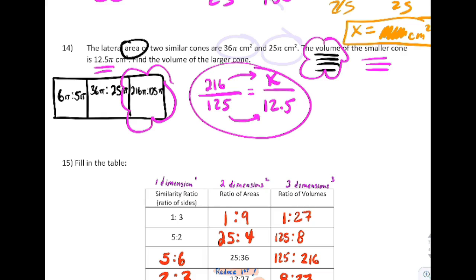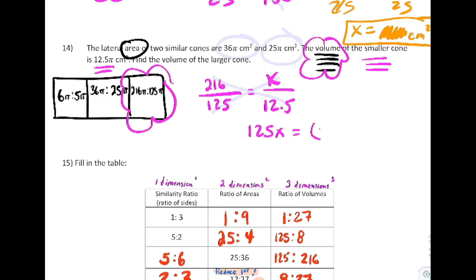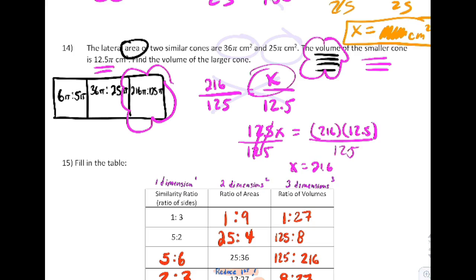So I could just predict that that's going to be 21.6 because they moved the decimal point over. If you didn't notice that, you could certainly just cross multiply and do 125x equals whatever 216 times 12.5 is, and then divide both sides by 125, you're going to get that same 21.6. And it's pi centimeters cubed.